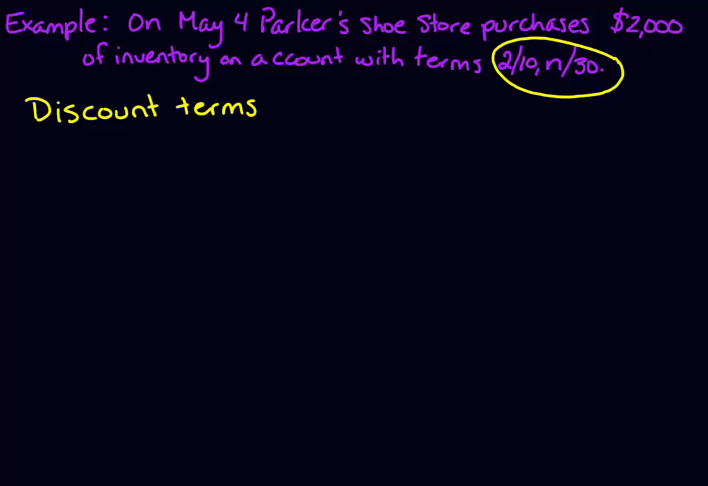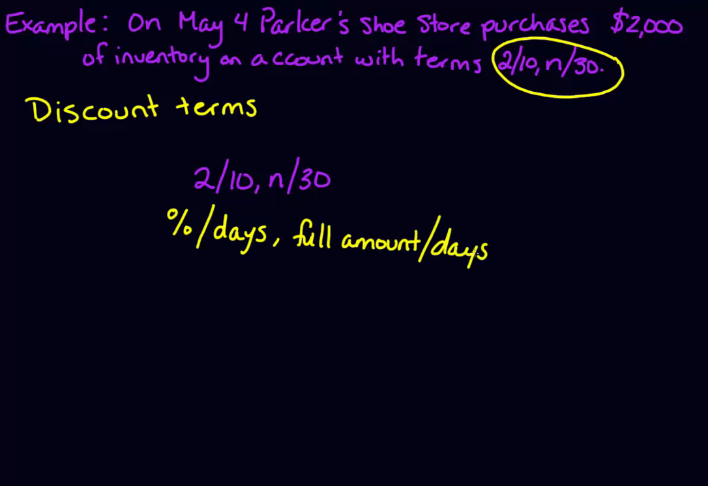So when we're buying inventory, often suppliers will give us a discount for paying very quickly. So if we go back to our example here, that 2/10, n/30, the first number, the 2, is the company saying we're going to give you a 2% discount, the second number, 10, if you pay within 10 days.